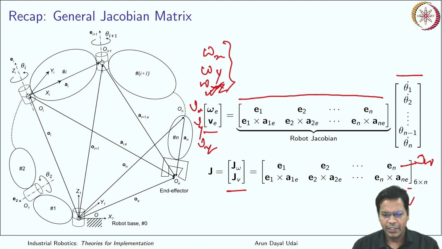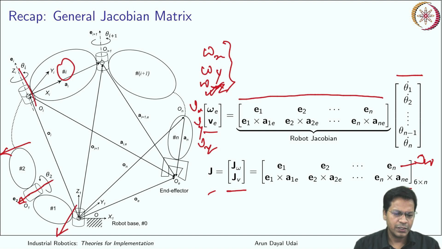It has e_i on the top 3 rows, and e_i cross a_1E, e_2 cross a_2E, up to e_n cross a_nE, likewise in this row. So what were all the variables? e_i were the joint axis vectors. So this was e_2, e_1, e_3, right? For the ith link, it is e_i which was oriented like this. These were all unit vectors, that is, along the axis of that link.